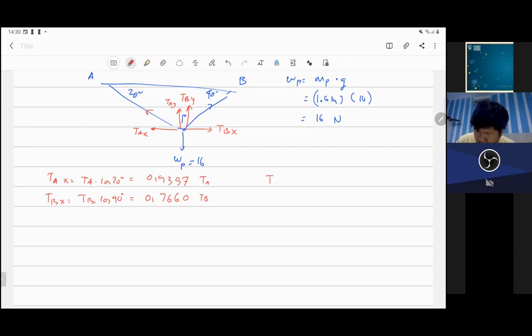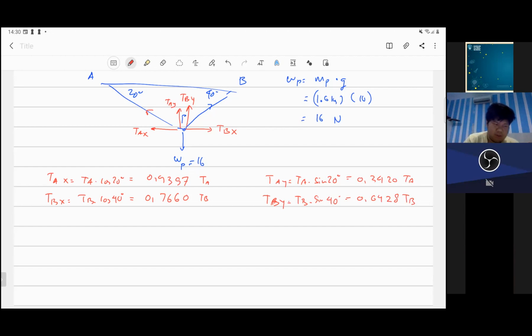Next, tension A on the y-axis is tension A times sin of 20 degree. So it's going to be 0.3420 tension A. And tension B on the y-axis is tension B times sin of 40 degree. So it's going to be 0.6428 tension B. Okay, up until this, any question?